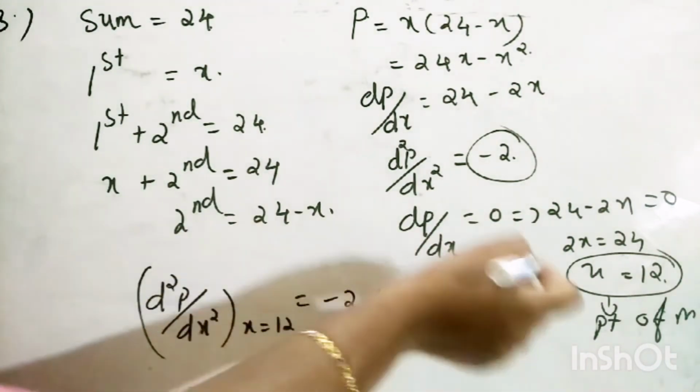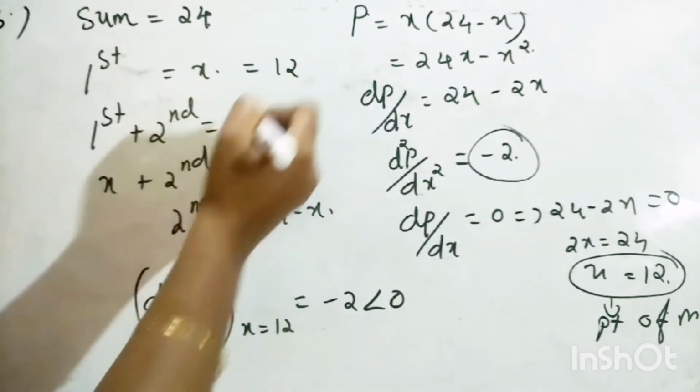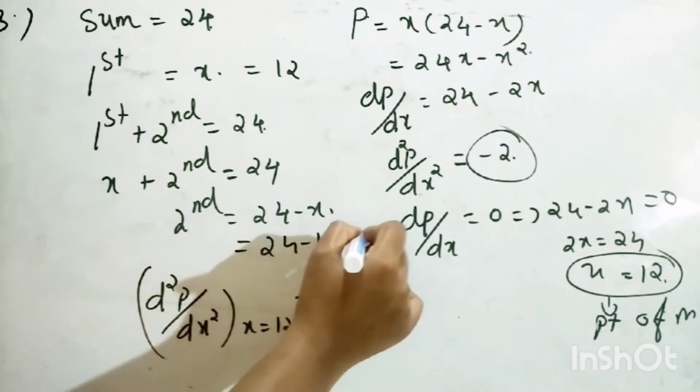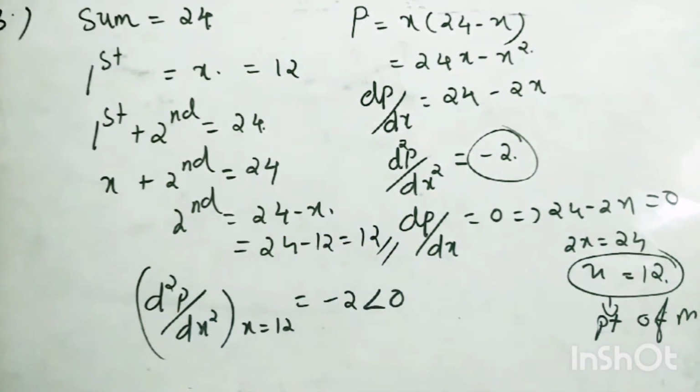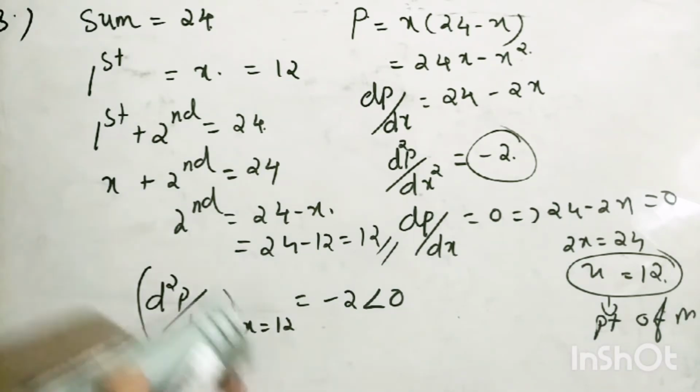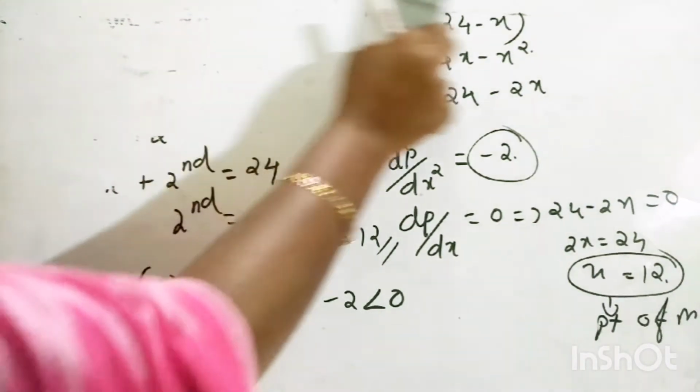So we got the first number, that is 12. And the second number, what is the second number? 24 minus 12, that is equal to 12. So we have the product that is maximum when the first number and the second number are both equal to 12.